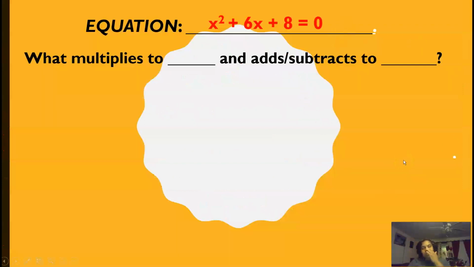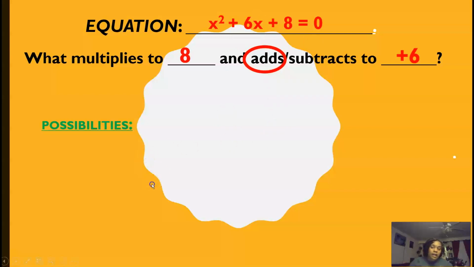The example equation we have here is x squared plus 6x plus 8. In your mind, you want to think, okay, what two numbers, when I multiply, I get 8, and when I add or subtract, I get 6. In this case, you'll be adding, and you'll get positive 6. So if you go down and think about the multiples, or if you just write them out like I do: 1 plus 8 equals 9. You have 2 plus 4 equals 6.